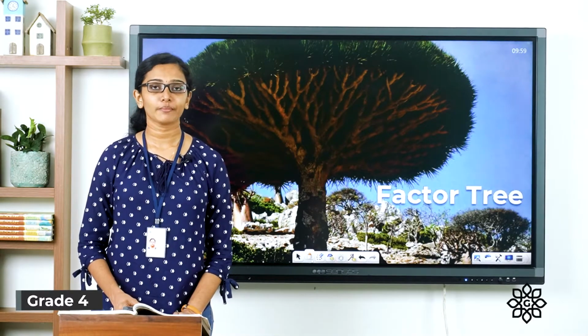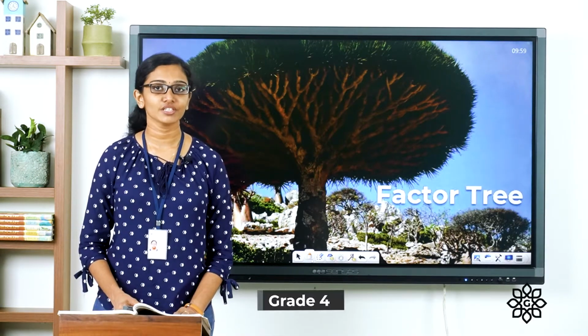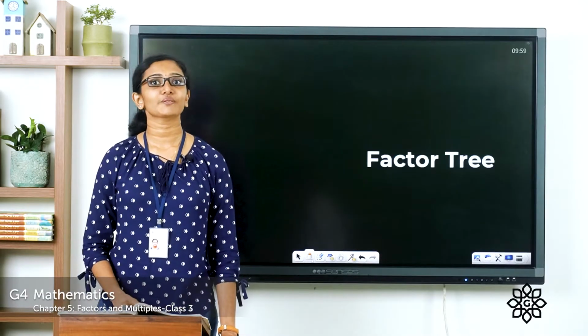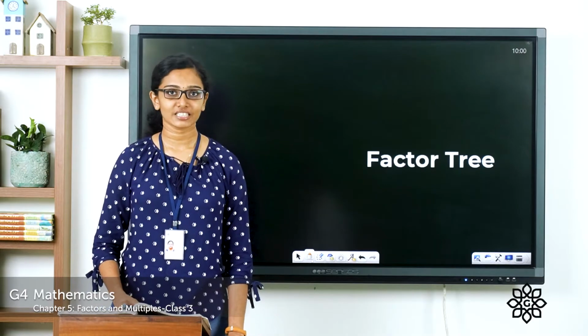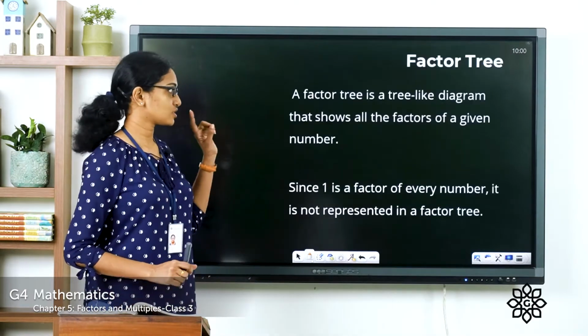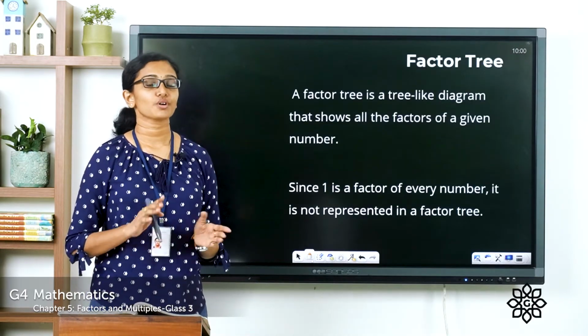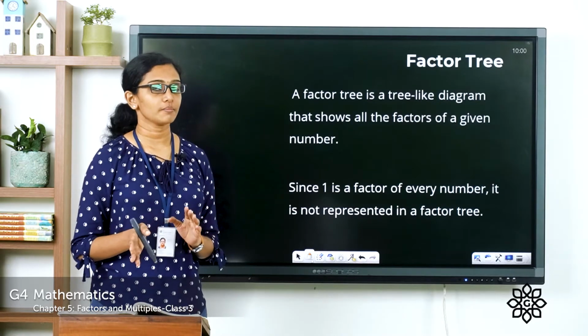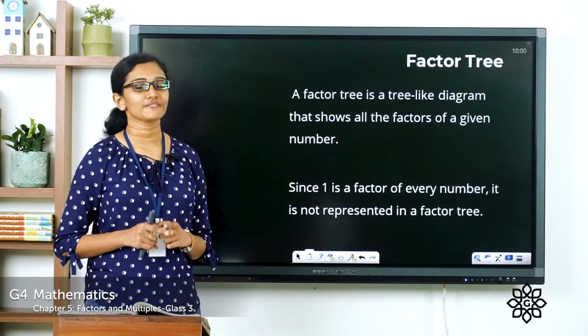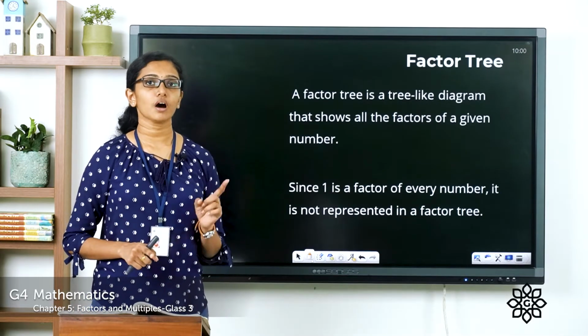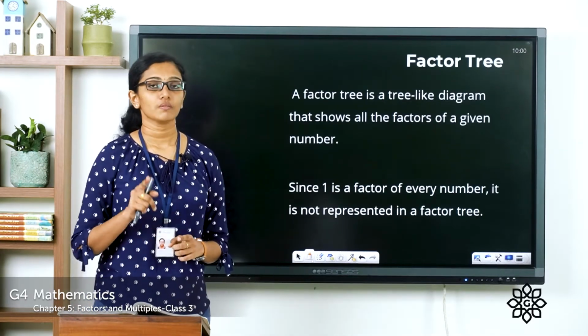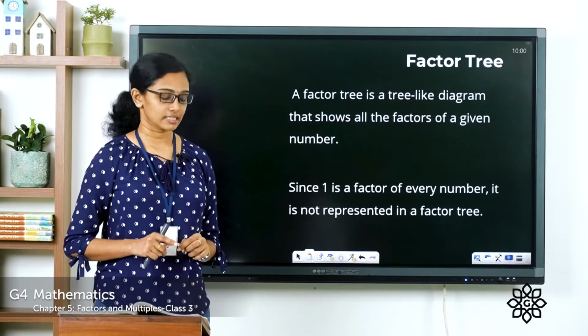So we have been learning about factors and factorization. Today we are going to learn something very interesting. It's called a factor tree. So what is a factor tree? A factor tree is a tree-like diagram that shows all the factors of a given number. It shows the information about all the factors of a given number. And we know 1 is a factor for all the numbers. Hence, we don't represent 1 in the factor tree.